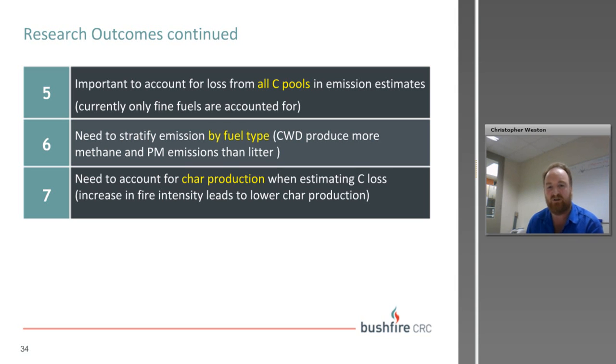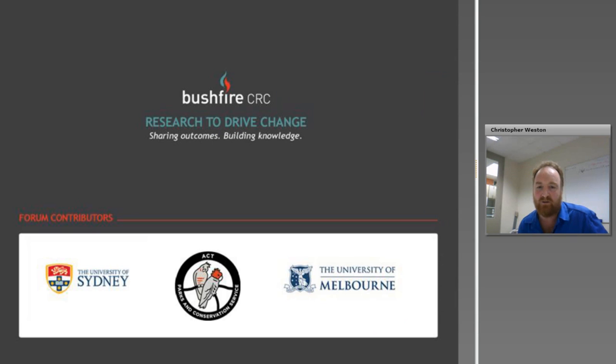So in this context, planned burning is a far more beneficial outcome in terms of carbon storage than the intense wildfires that can lead to loss of carbon from this pool. So I think I'll leave it there and open up for questions. Thank you.